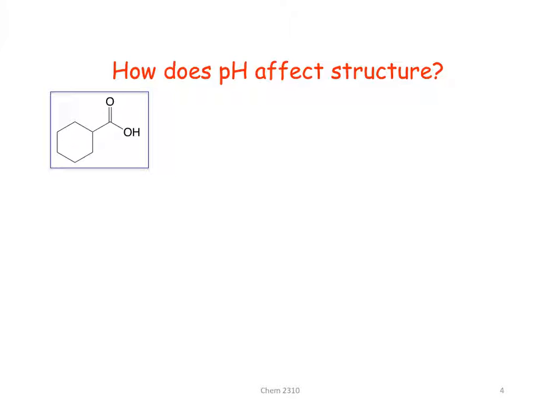All right, so the next thing we're going to look at is how pH can affect structure, and once we've changed the structure, how that can affect physical properties as well. All right, so here's another carboxylic acid. Just like acetic acid, it's this portion here, which is the functional group that's going to act as the acid.